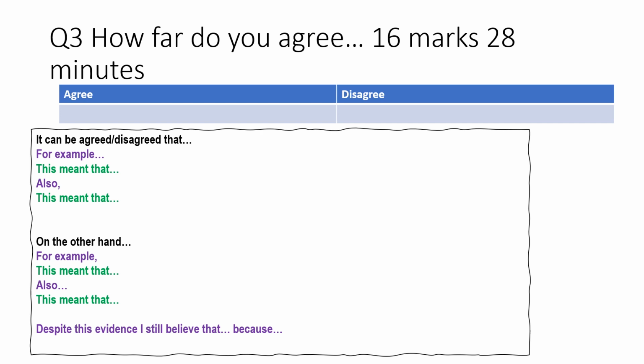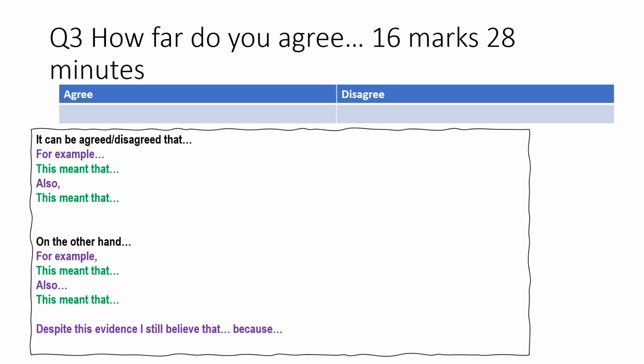So once you've read the question, you're going to underline it, you're going to annotate it, just like we've practiced in the class. And then you're going to draw yourself a little table to create a plan. And your table is going to have 2 columns, one column for agree, so evidence that you've got that agrees with the statement, and one column that disagrees, so evidence and information that you've got to disagree with the statement. And you're going to spend 5 minutes just filling that out, and what you'll have then is a plan for your actual answer.